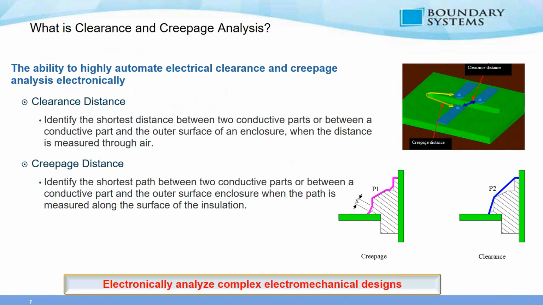Okay, so there's two types of analysis. The first type is the clearance analysis, which is to identify the shortest distance between two conductive parts or between a conductive part and the outer surface of an enclosure when the distance is measured through air. Okay, so the second analysis is the creepage analysis, and this is to identify the shortest path between two conductive parts or between a conductive part and the outer surface of an enclosure when it's measured along the surface of the insulation. Okay, so there's a depiction of both the creepage and clearance analysis there.